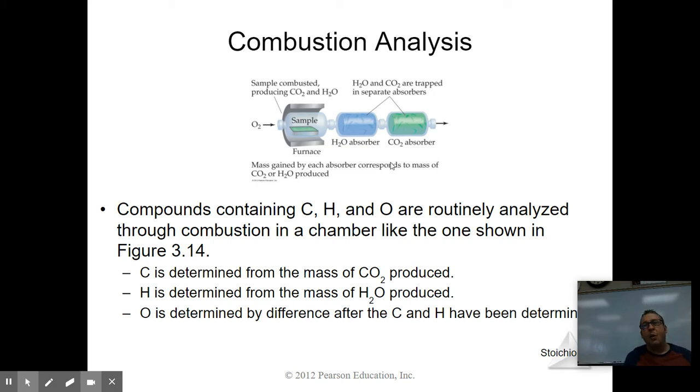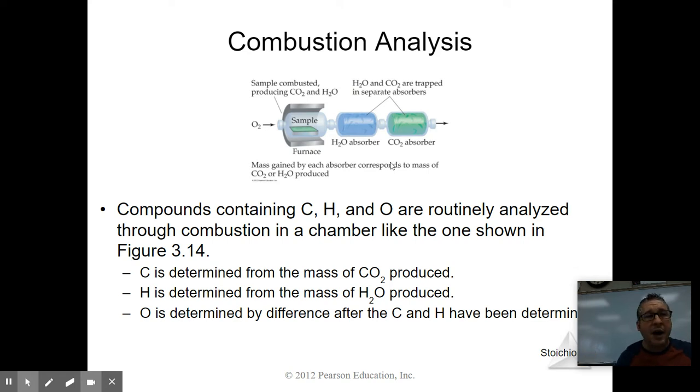And so basically what we have to do is take the H2O and the CO2 and break those down to help us determine the mass of carbon present, the mass of hydrogen, and the mass of oxygen. Okay, so I have developed what I call my part one flow chart for combustion analysis. I'm going to do that here in just a second.